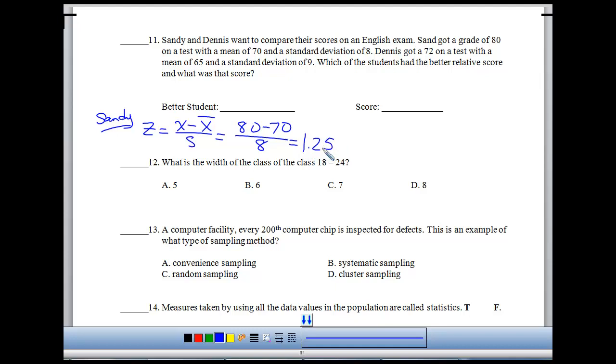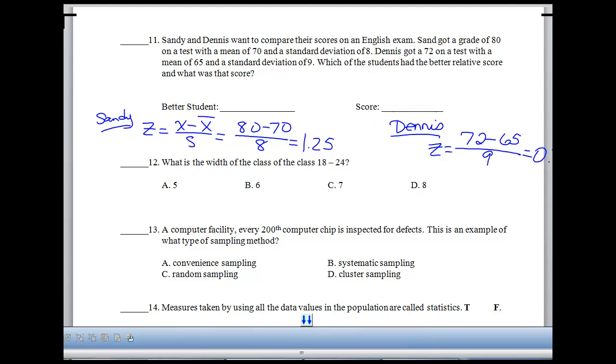Okay, and then for Dennis, we've got 72 minus 65 divided by 9. And that comes up to what? 0.77? 0.78? Okay. All right, 0.78.